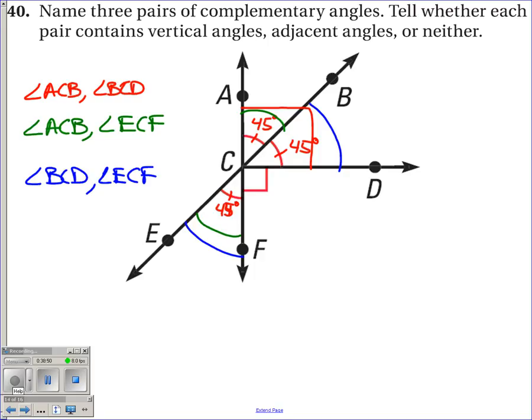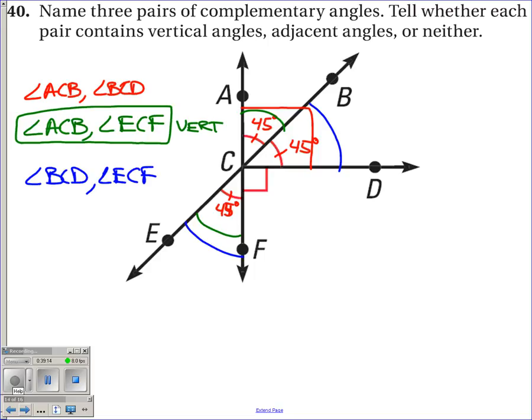Again, both of them are 45 degrees, so they have to be complementary. Now then, are any of these vertical angles? Well, we do have vertical. If you look at these two angles, these are vertical. None of the others are.